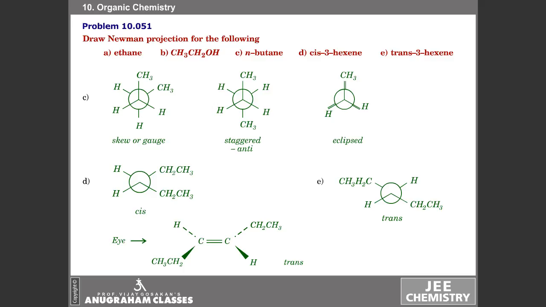Whereas we can convert eclipsed ethane to staggered ethane by a simple rotation about the carbon-carbon bond, we cannot convert the cis form to trans form by a rotation because there is restricted rotation about the carbon-carbon double bond.